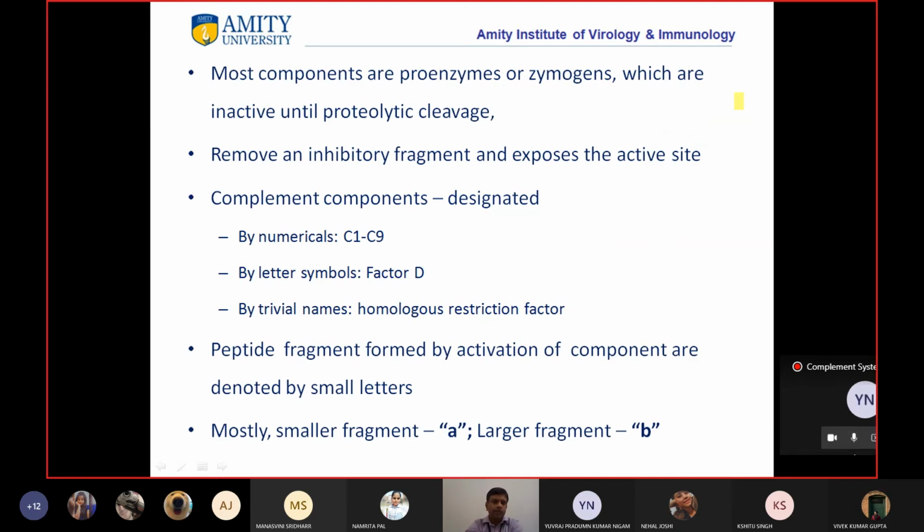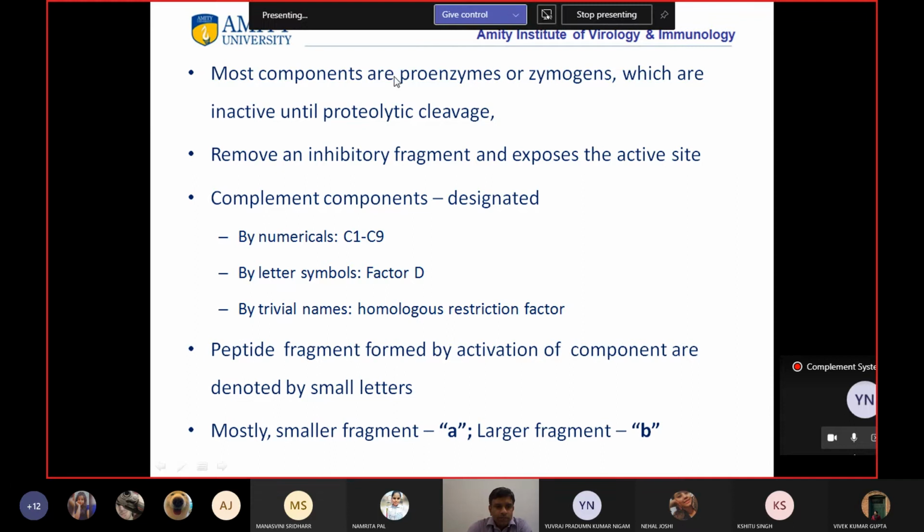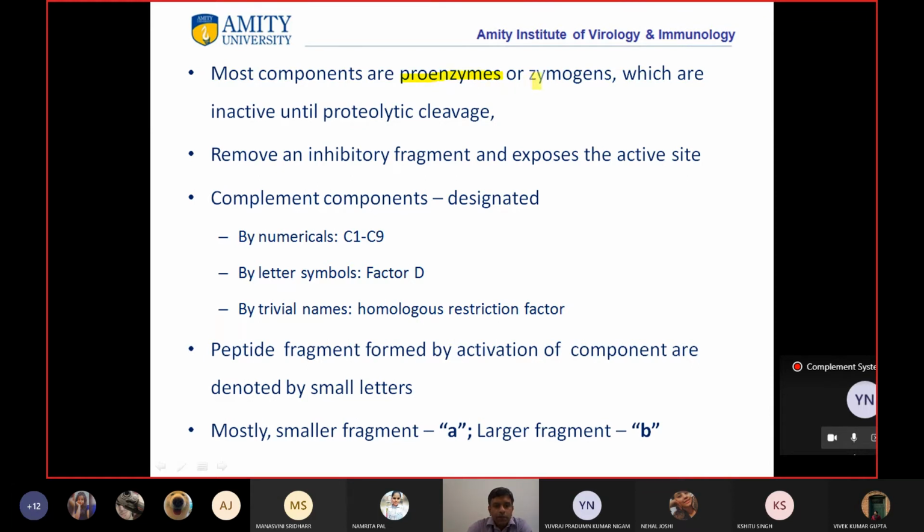Okay, another very important thing. As I said, these complement proteins are present in our system, but they are not in their active form. Most components of the complement system are proenzymes or zymogens, which are inactive until proteolytically cleaved. So most of these complement proteins are present as proenzymes or zymogens, in their inactive form, and they will become active only when they are cleaved, right?